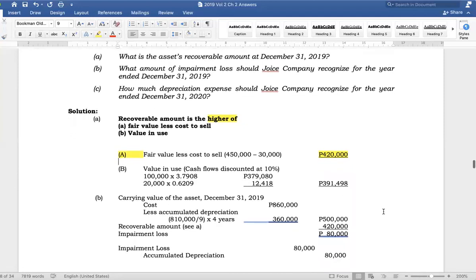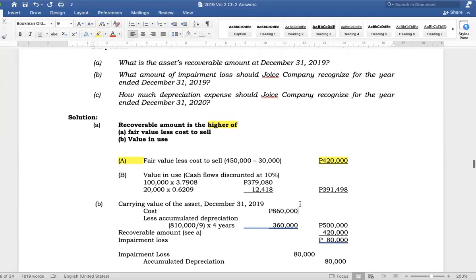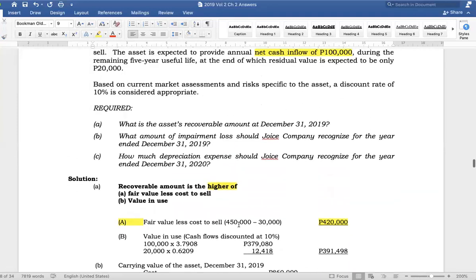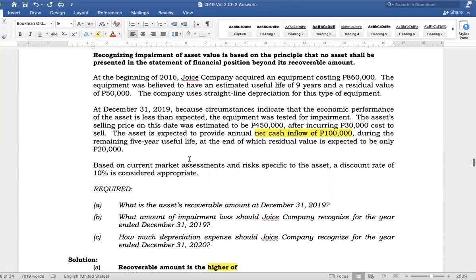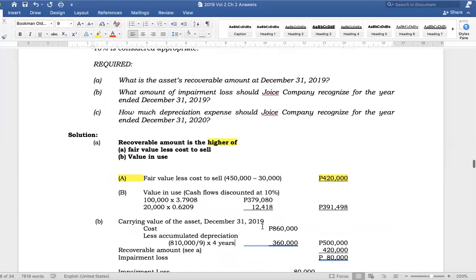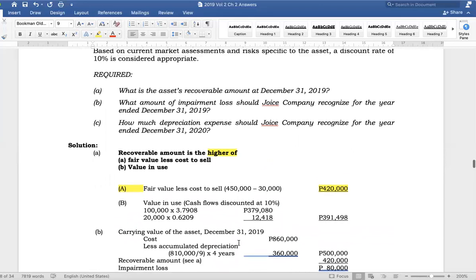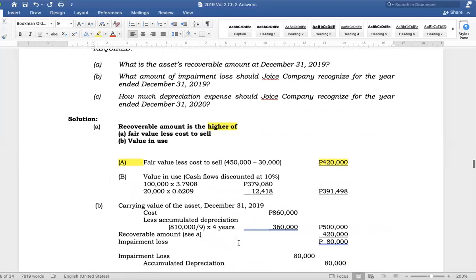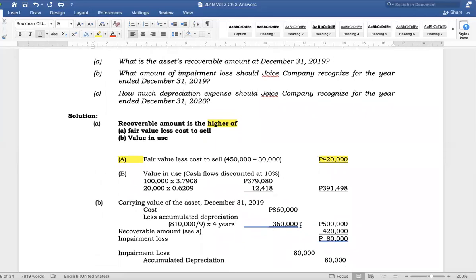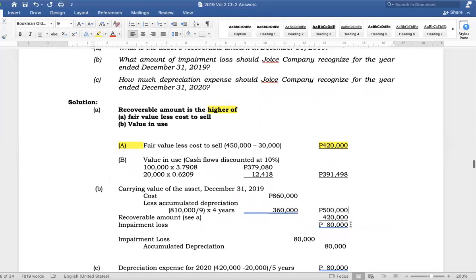So the carrying value of the asset on December 31, 2019 is computed as follows. We have cost of 860,000 minus accumulated depreciation. So the asset has an estimated residual value originally of 50,000. So 860,000 minus 50,000 divided by 9 times 4 years. That is from the beginning of 2016 to the end of 2019. So accumulated depreciation is 360,000, so that the carrying value of the asset is 500,000.